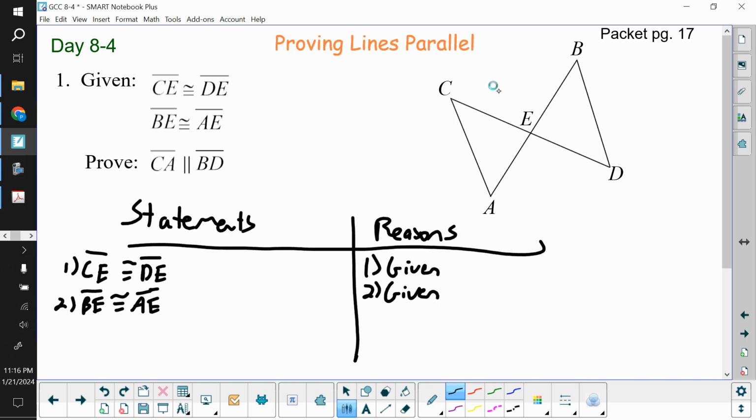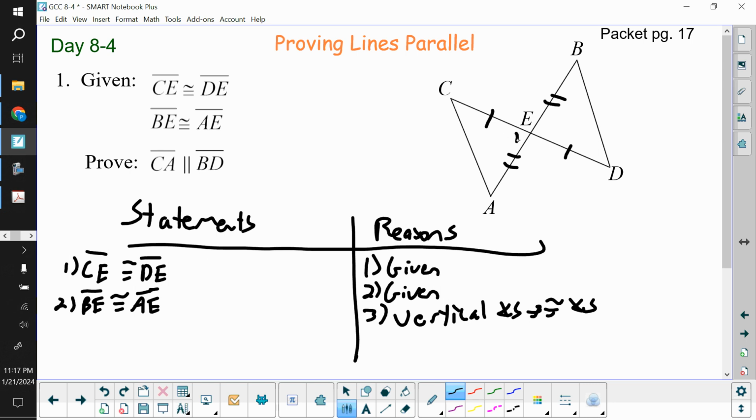So we've got two sets of congruent segments. We'll mark CE congruent to DE with one tick mark, BE and AE with two tick marks. Our goal is to get the triangles congruent, then use congruent triangles implies congruent corresponding parts to get a set of angles, which in this case are going to be congruent alternate interior angles, and then that will imply the parallel lines. So to get these triangles congruent, we can get some vertical angles there. That's an easy thing. So vertical angles implies congruent angles.